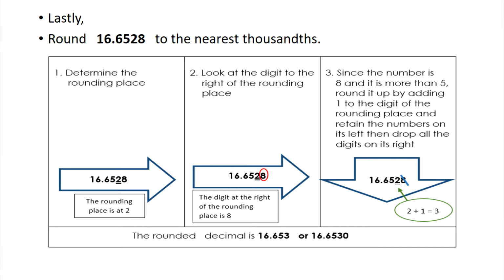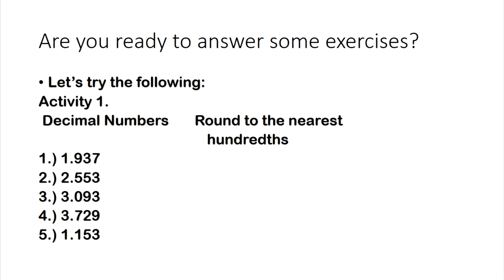Lastly, round off 16 and 6,500, 28 10,000s to the nearest thousands. Since the number to its right is 8 and it is more than 5, round it up by adding 1 to the digit, retain the number on its left, and drop all the digits on its right. So, the rounded number is 16 and 653 thousandths. Let's answer some exercises.